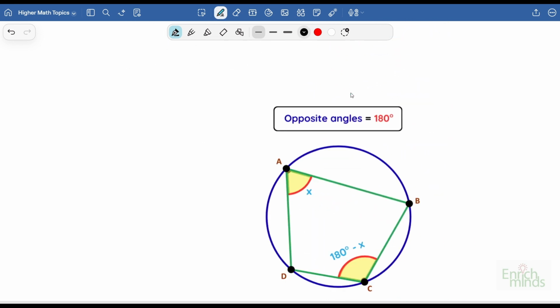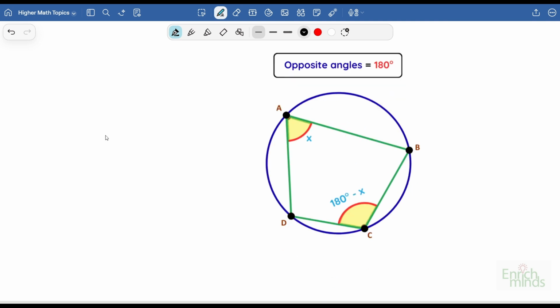All right, next property is about the cyclic quadrilateral. Now we know what a quadrilateral is. Any 4-sided polygon is a quadrilateral. So any 4-sided polygon inside a circle, such that each of its vertices is on the circumference, is a cyclic quadrilateral. So for a quadrilateral to become cyclic, it has to touch the circumference of the circle. Each of its vertices must be on the circumference.